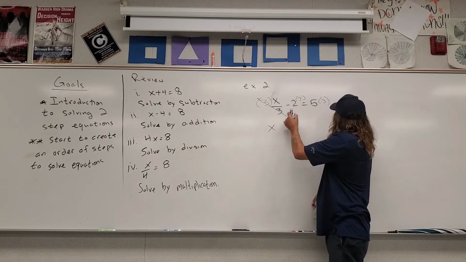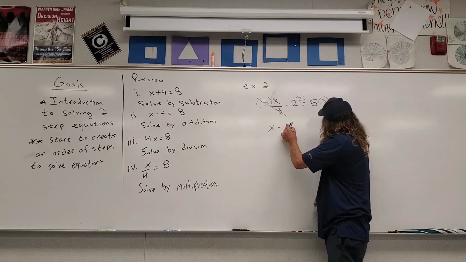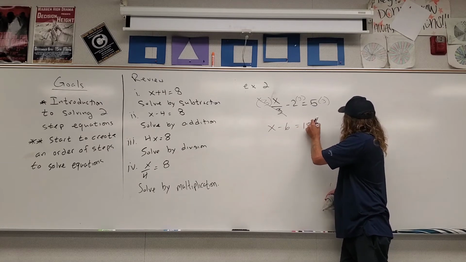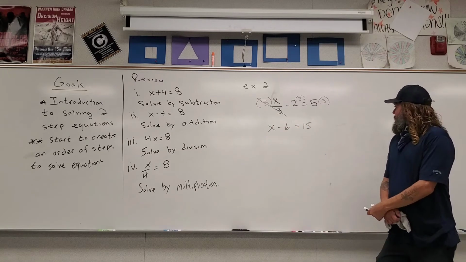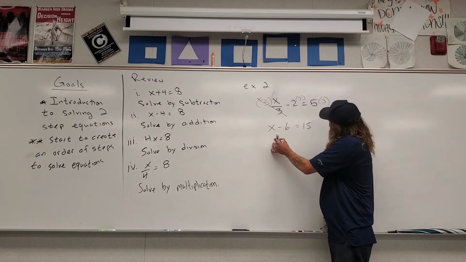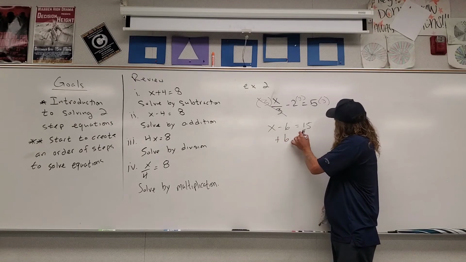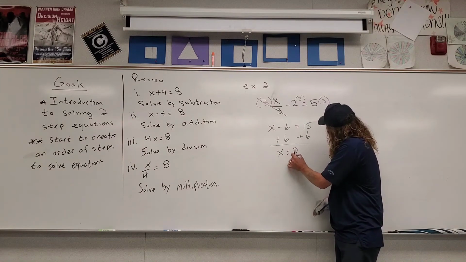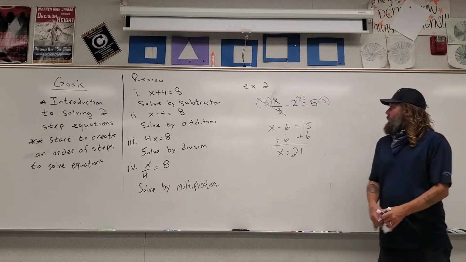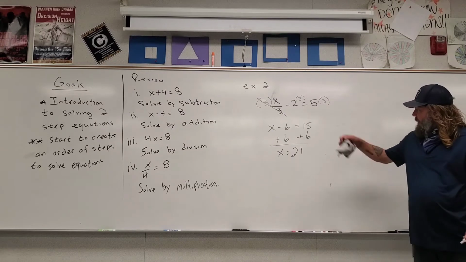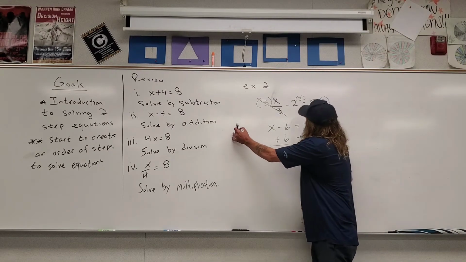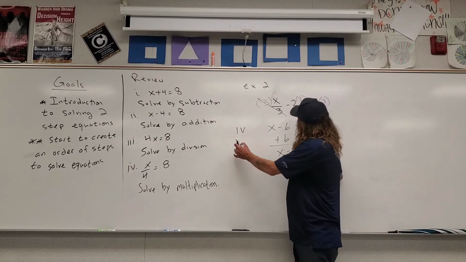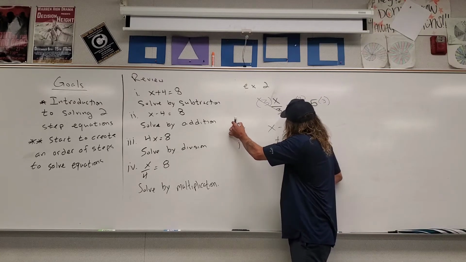So -2 times 3, a negative times a positive is going to be -6, and that's going to be equal to 15. And then the next thing we do is we add 6 to both sides. Because remember, this was an addition and a multiplication problem. So x is going to be equal to 21. So this problem would be us doing the multiplication step first, and then the addition step second.